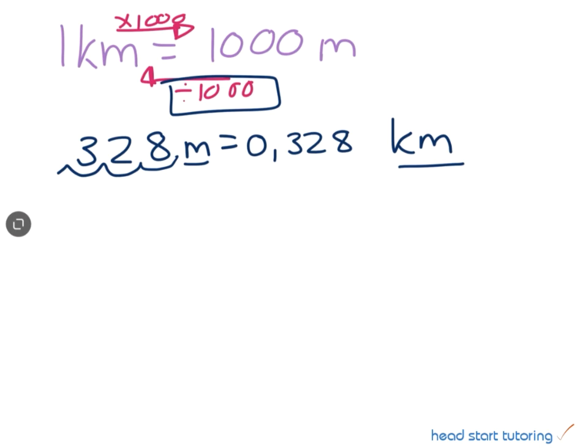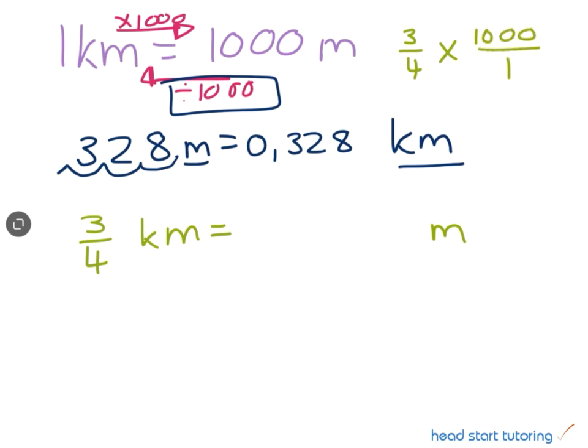If I would like to convert 3/4 of a kilometer into meters, I need to work out what 3/4 of 1 kilometer, which is 1,000 meters, is. So I use my cross cancelling to help me. I divide 4 by 4 to give me 1, and 4 into 1,000 fits 250 times, and 250 times 3 gives me an answer of 750. So 3/4 of a kilometer is equal to 750 meters.